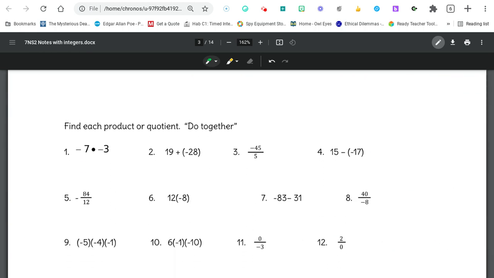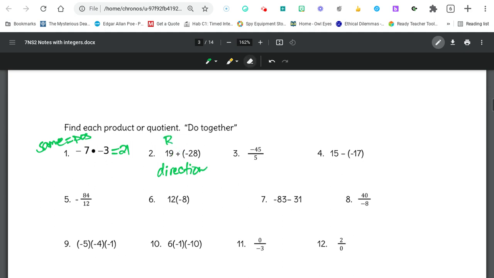We'll do these together. These two signs are the same signs, and they give you a positive when you multiply or divide. It's positive 21. This is not multiplication, nor is it division. There's a plus sign there. So this is simply direction. You've got to go back to your direction. That's 19 to the right. Plus negative is to the left. So you would subtract and you would get negative 9 because it's more to the left than it is to the right. I just need you to know when to follow what rules, okay?